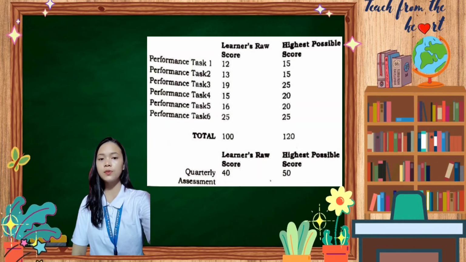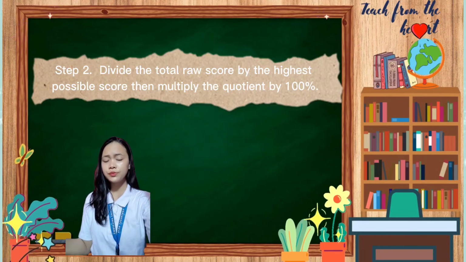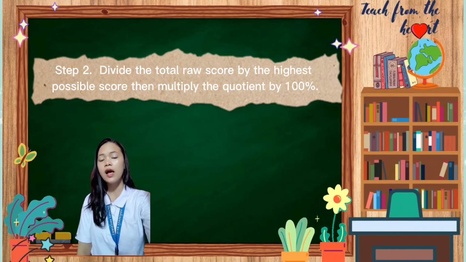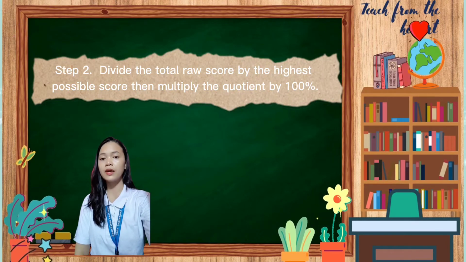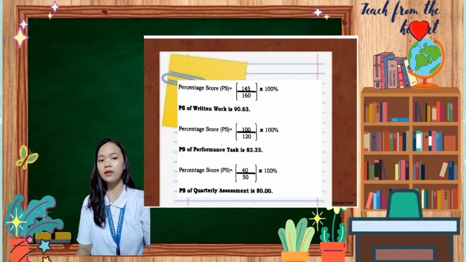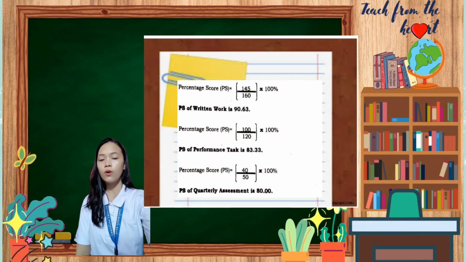So let us proceed to step 2 of the grade computation. Divide the total raw score by the highest possible score, then multiply the quotient by 100%. So we have here the example, divide the raw score by the highest possible score, then multiply the quotient by 100%.